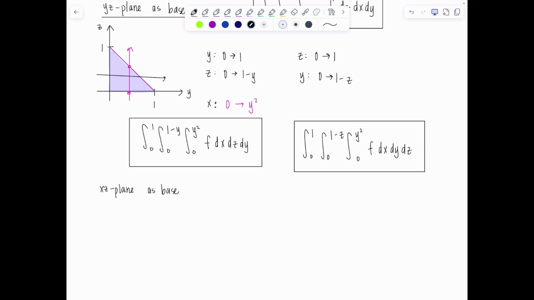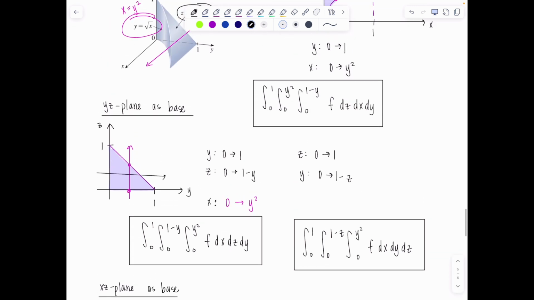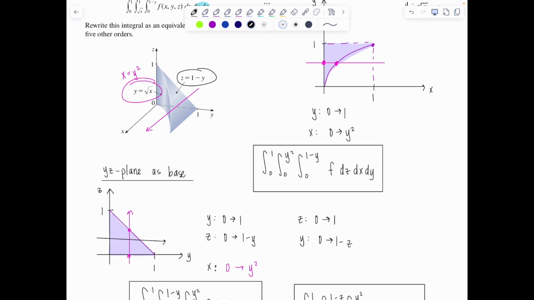Okay. So what is this looking like in the XZ plane? It's the intersection of z equals 1 minus y and y equals rad x. So the intersection would be, just think, I need to eliminate which variable if we're in the XZ plane. Y. So substitute in rad x for y into the plane equation and you get z equals 1 minus rad x. That's the projection. Okay, that's the projection in the XZ plane.